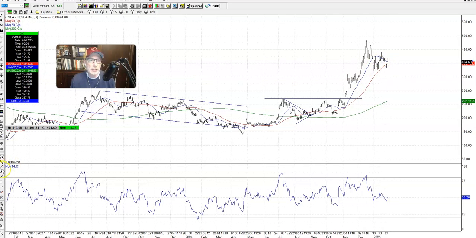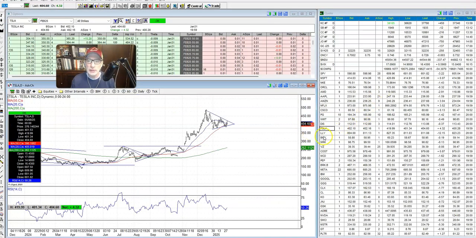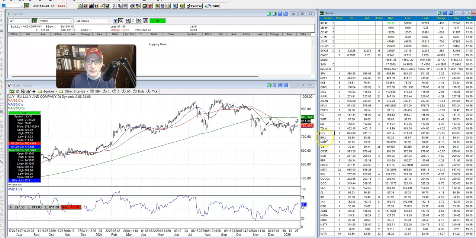You can draw the congestion pattern. Okay, here. It's tightening up right around $400. In my opinion, it's most likely going to break to the upside. Next assault, $450 and $500 on Tesla. Eli Lilly, I'm not seeing anything there.